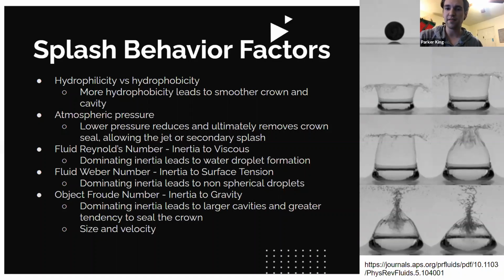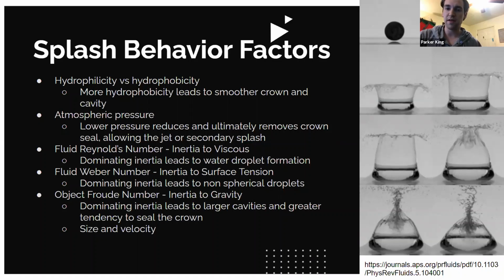Also found out that the Reynolds number of the fluid will affect when it turns into microdroplets. The higher the Reynolds number, the more microdroplets will occur sooner. And also the Weber number influences the geometry of those droplets. The higher that Weber number is, the more non-spherical the droplets become.